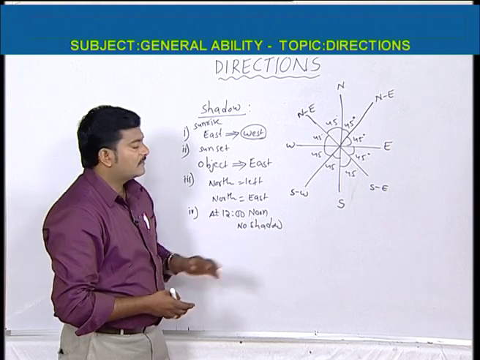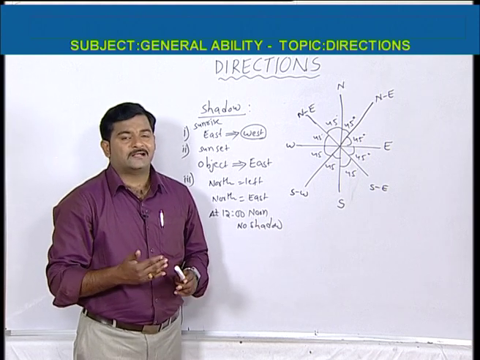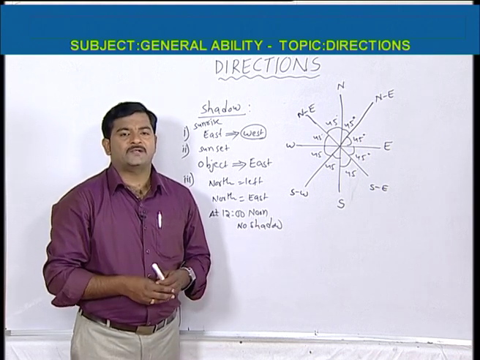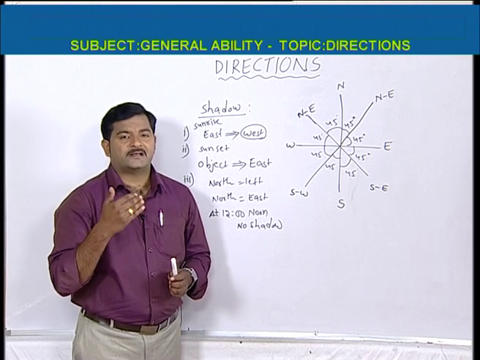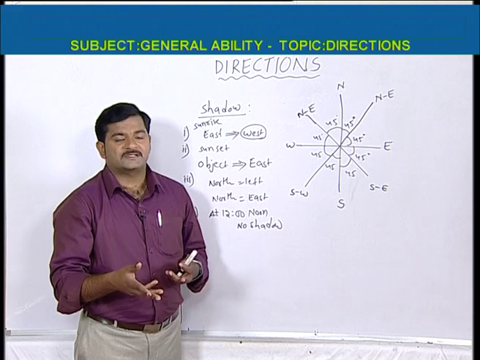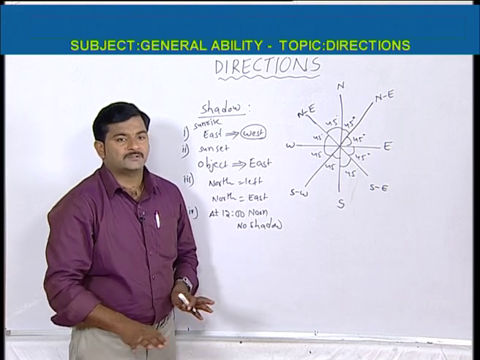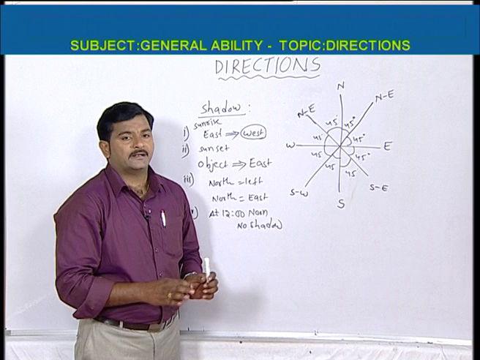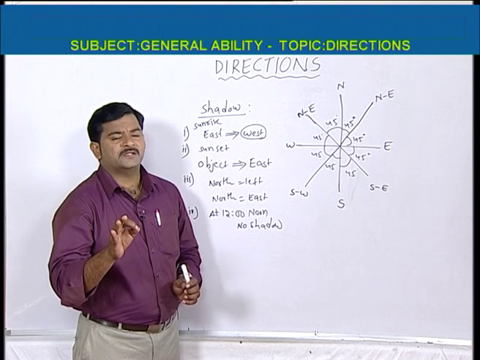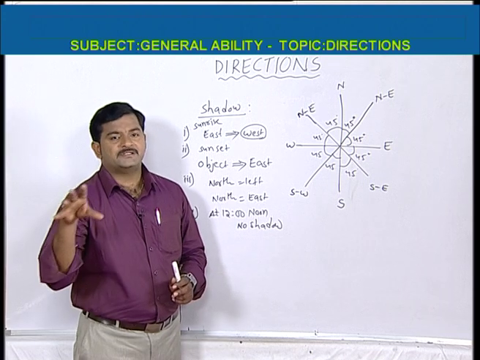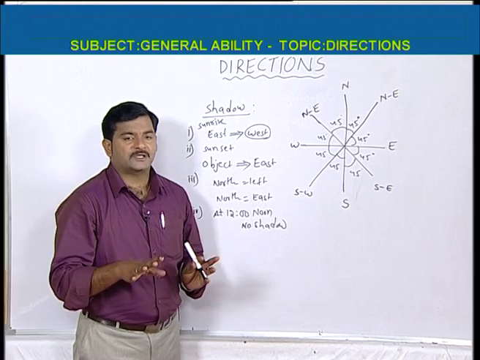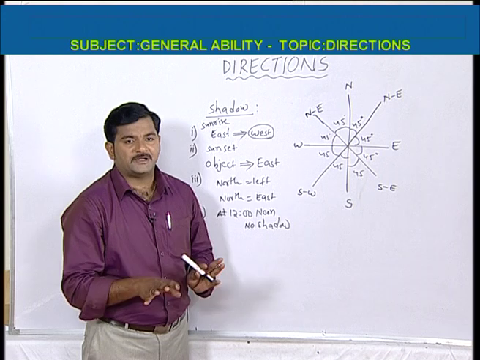And finally fourth point in shadow is at exactly 12 noon. At exactly 12 noon, since the sun rays are vertically downward, there will be no shadow. So these are the 4 important and interesting points. Remember, morning time means roughly west direction. Evening time means simply east direction. Keep these 2 points in mind. At exactly midday, no shadow.